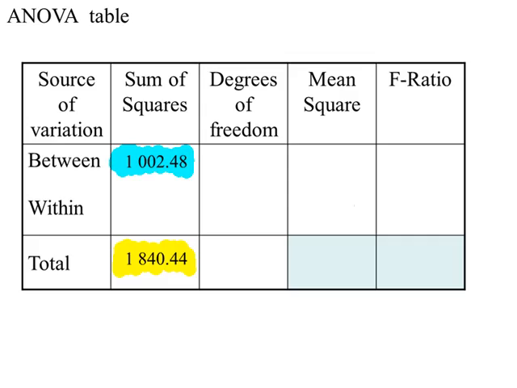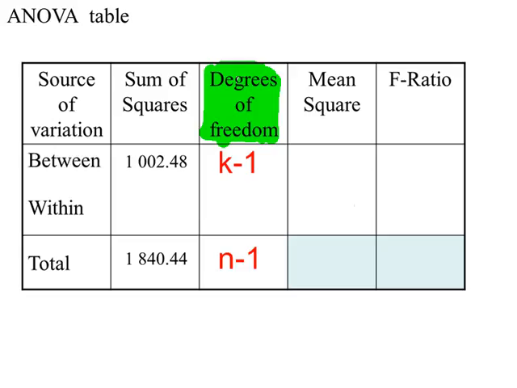So in the ANOVA table, we've got these two values. We know that these two add up to give the total. So we can work out the missing value easily. For degrees of freedom, for the total, it's n minus 1. N was 18, so we have 17 degrees of freedom.